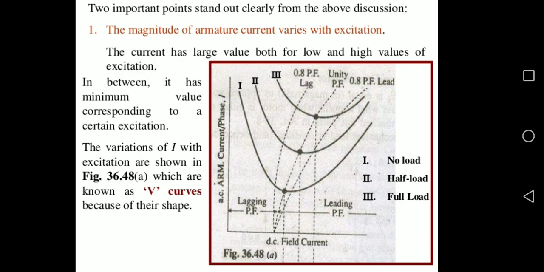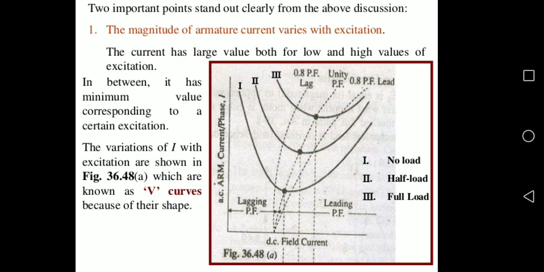Whenever the armature current is minimum, that means the excitation is normal excitation. If a synchronous machine is running at a normal excited condition and the excitation is decreased, then the armature current drawn by the machine is more.